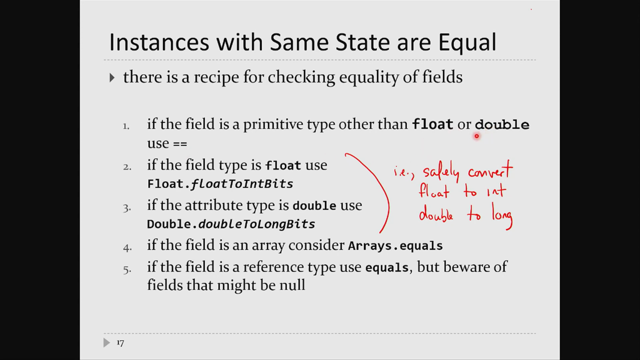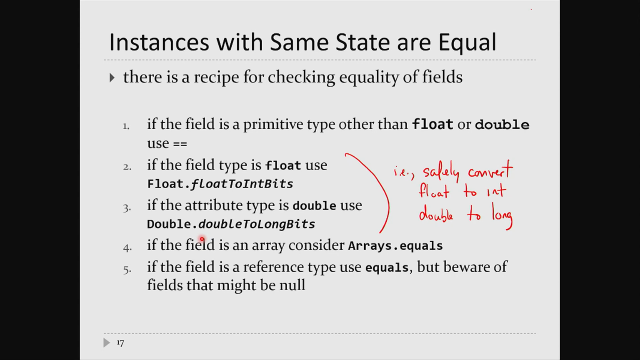If it's a floating point type, don't use equals equals. Use the method floatToIntBits to convert the floating point value to a long value. Does that return a long? I don't remember if that returns an int. Sorry, no, that will convert the float to an integer value, so an int value. If it's a double, you use the method called doubleToLongBits, and that will return the long representation of the double number.